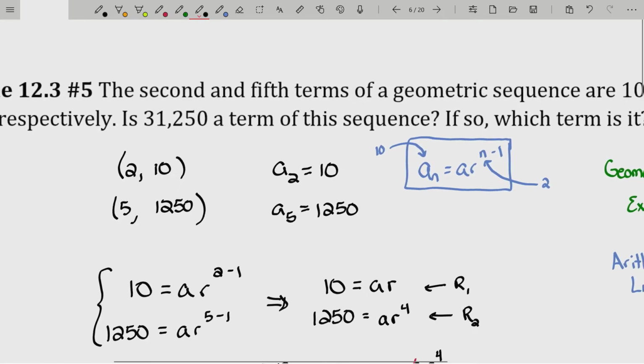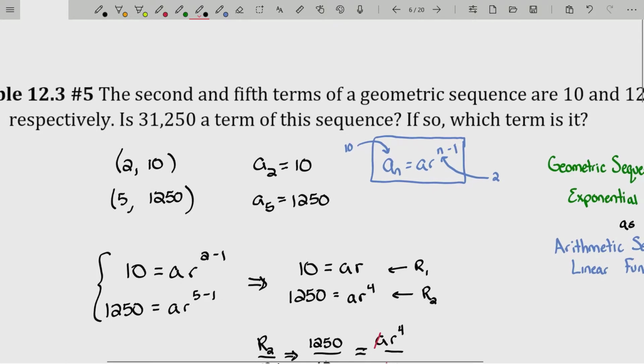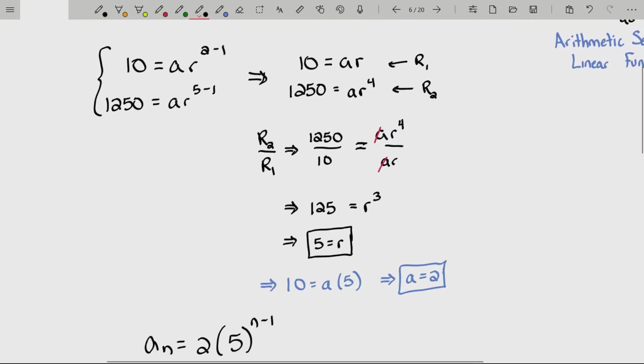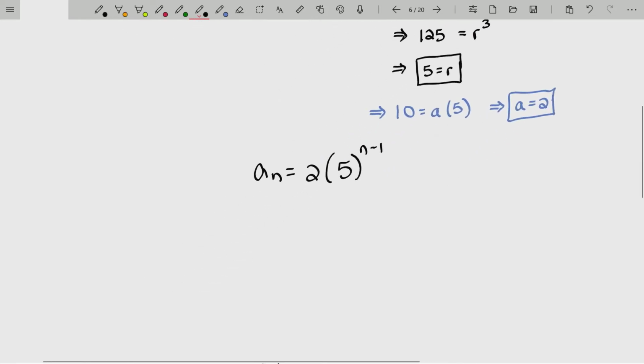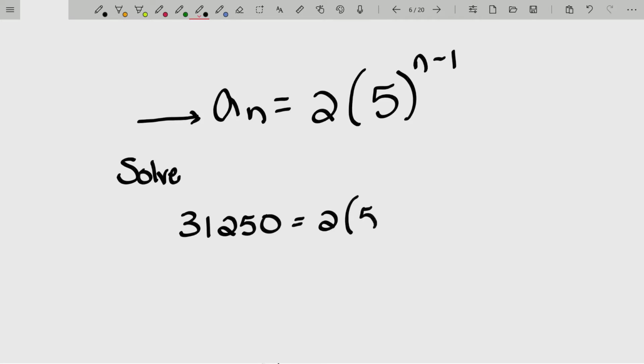The question at hand is: is 31,250 a term of this sequence? And if so, which term is it? Well, if it's a term of the sequence, then the left-hand side here should eventually become 31,250. So let's go ahead and solve and see if that can happen. 31,250 is equal to 2 times 5 to the n minus first power.